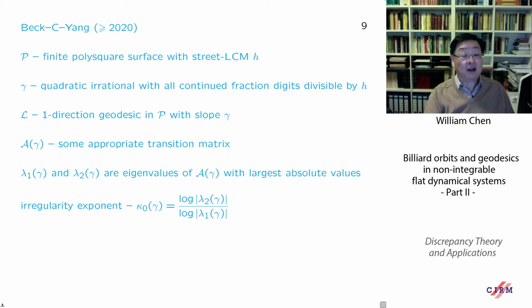We can calculate the appropriate transition matrix and the eigenvalues, the two with the largest absolute values, calculate the irregularity exponent, and go on to describe quantitative equidistribution with respect to all convex sets. I haven't written down all the details here.